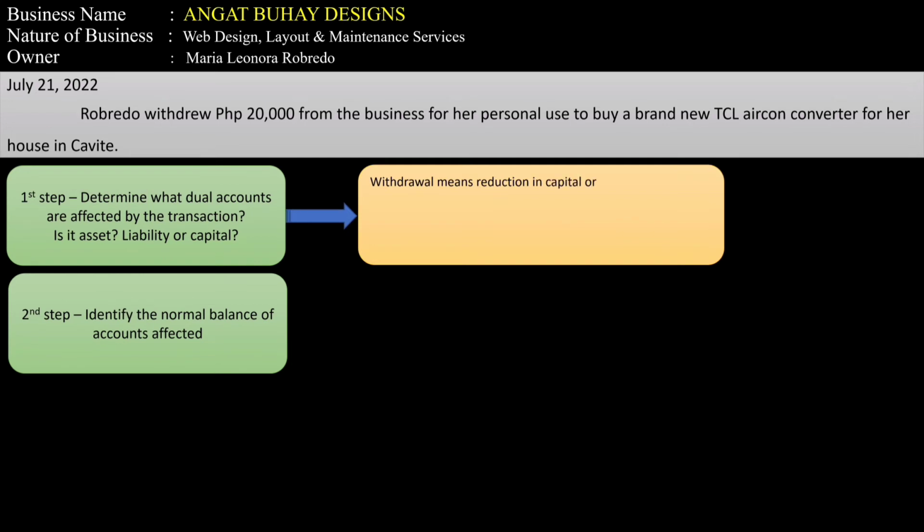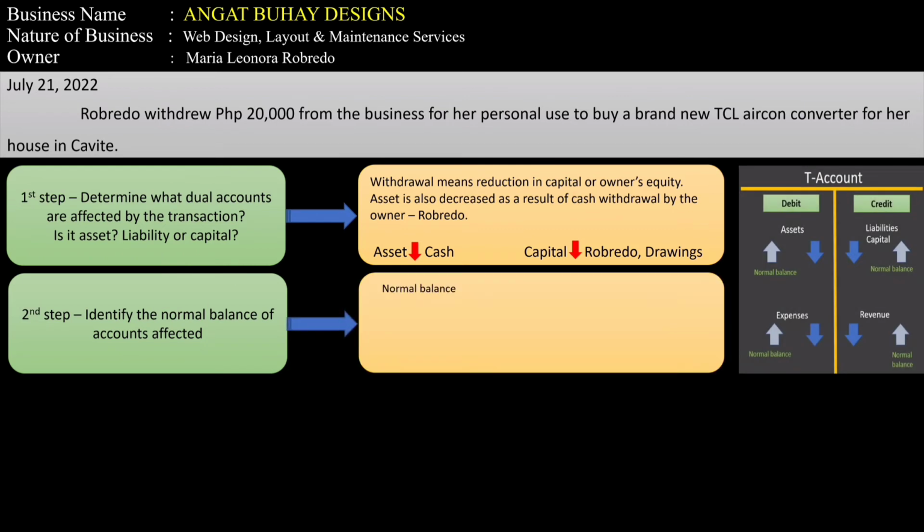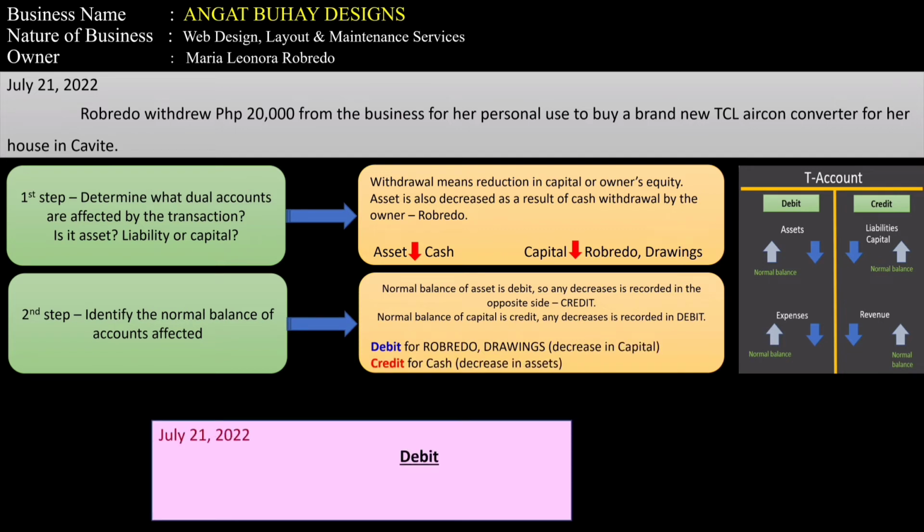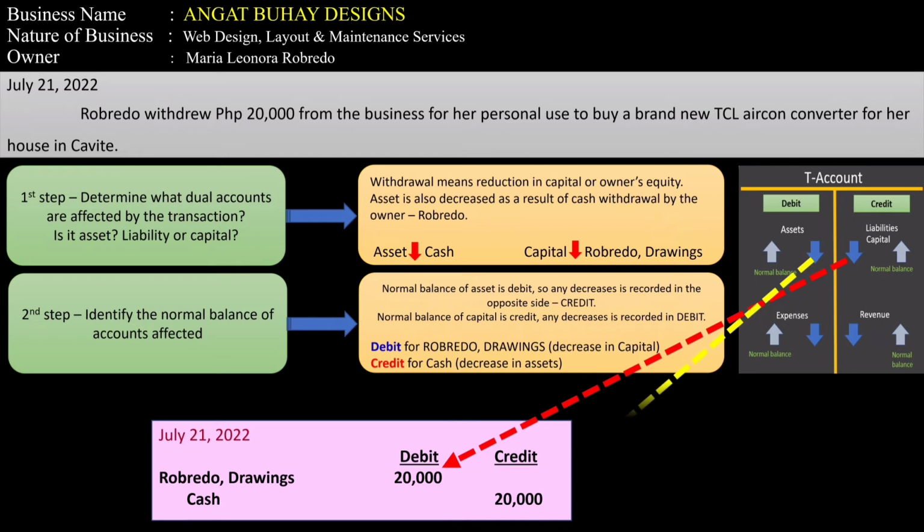Okay, next transaction. July 21, Robredo withdrew 20,000 pesos from the business for her personal use to buy a brand new TCL aircon converter for her house in Cavite. First account affected, of course, cash because there's a withdrawal. Second account affected, Robredo drawings because there's a reduction in capital.